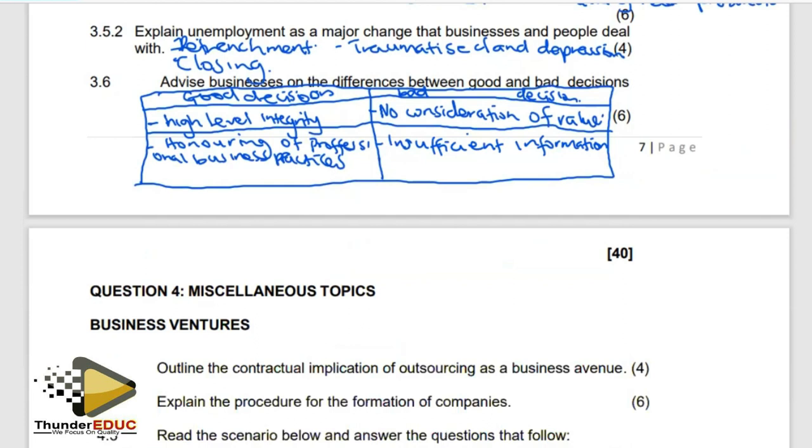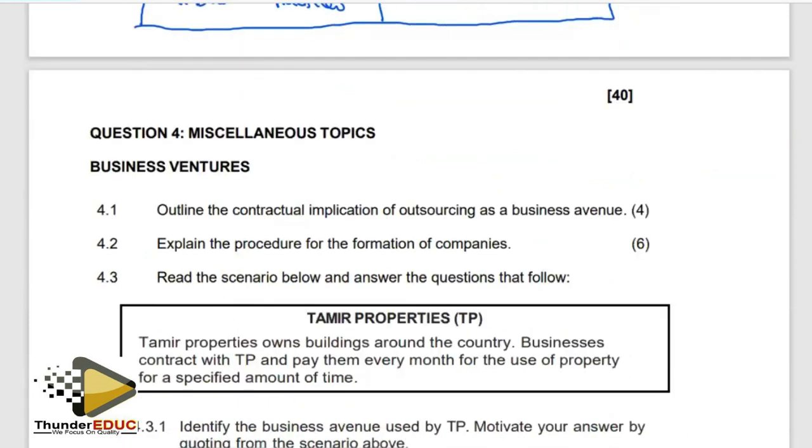Let's look at question number four. These are miscellaneous topics. What does this mean? It is a combination of business ventures and business roles. Business ventures will give us questions which will give us 20 marks, and business roles will give us questions with a total of 20 marks. Both added together give us 40 marks. Let's start one by one.